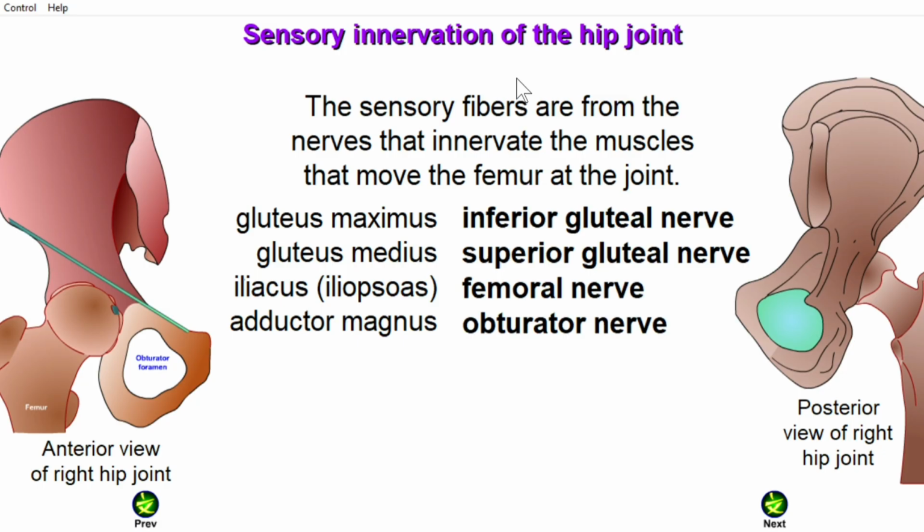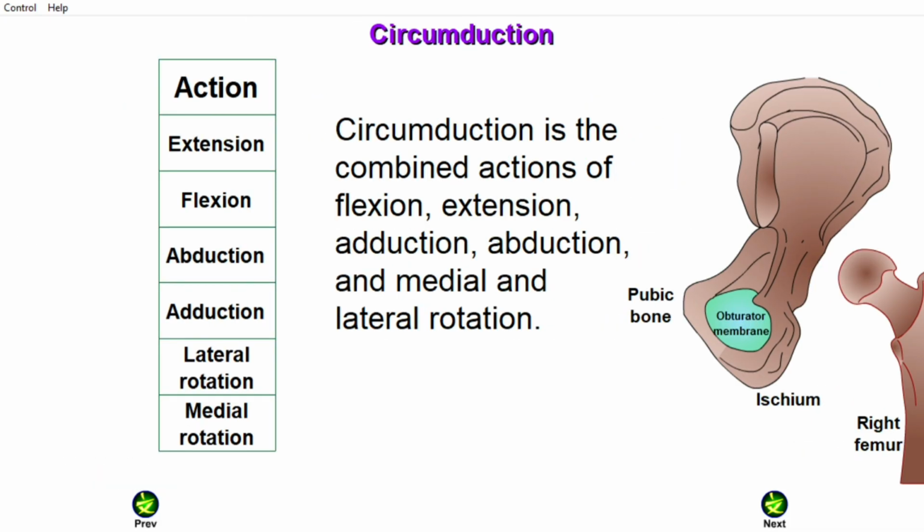Now, the sensory innervation of the hip joint is very easy if you know the muscles that move the femur at the joint. This is an aspect of Hilton's law that you might recall. The gluteal muscles are supplied by the superior and inferior gluteal nerves, while iliacus is supplied by the femoral nerve, and the adductor magnus is one of the muscles in the medial compartment of the thigh supplied by the obturator nerve. These four nerves will then send sensory fibers to the hip joint.